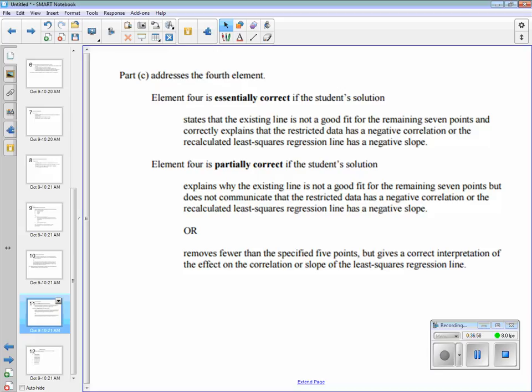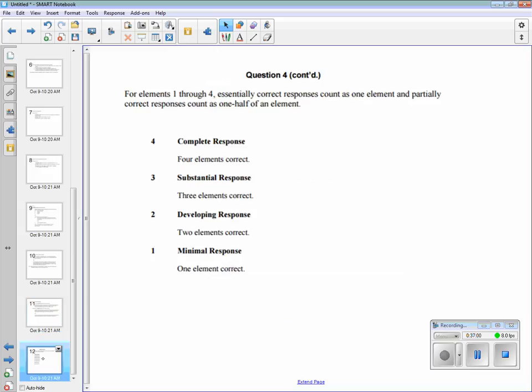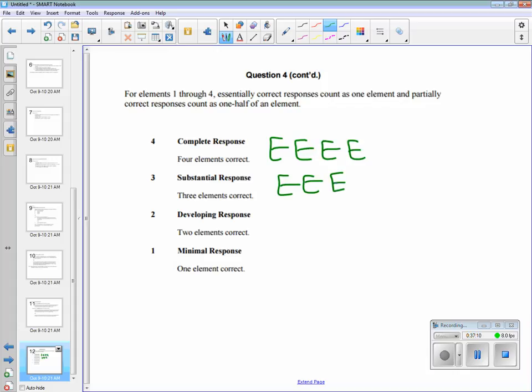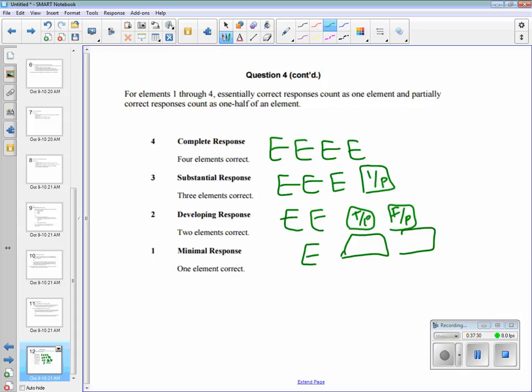Okay? So how'd you do? Would you get a 1, 2, 3, or 4? Let's look. If you had all 4 E's, that's a 4. If you had 3 E's and anything else, I or P, it'd be a 3. 2 E's is a 2. And again, I don't care what the last ones are, I or P. And then 1 element correct is a 1. So basically, you're just counting the number of E's you had.